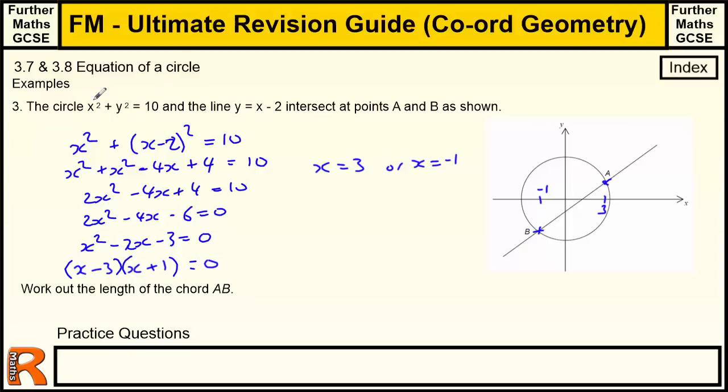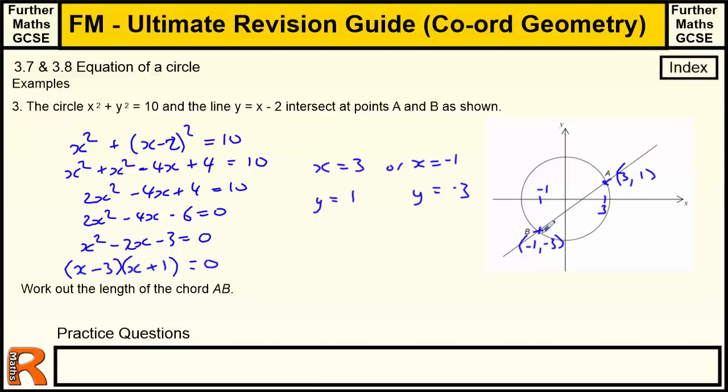So we know we're going to use the simple one, y equals x minus 2. So we've got x minus 2, 3 minus 2 is 1, and y equals minus 1 minus 2 is minus 3. So those are our two coordinates. So this one is minus 1, minus 3, and this one is 3, 1.